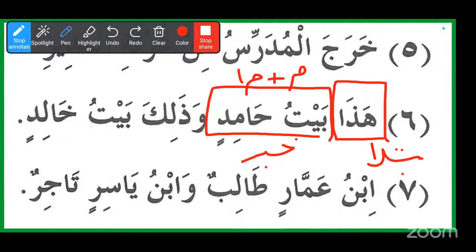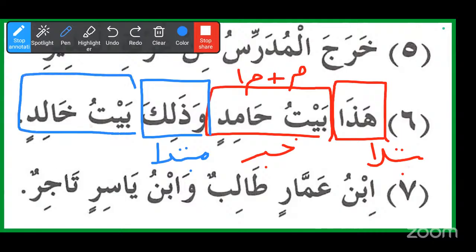Again, wazalika, and that. The sentence is about that. It becomes the mubtada. Baytu Khalidin, Khalid's house. So Bayt is the mudaf and Khalid is the mudafun ilay. Mudaf and mudafun ilay combined to become the khabar marfu.